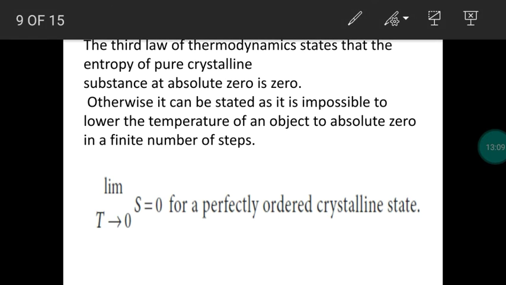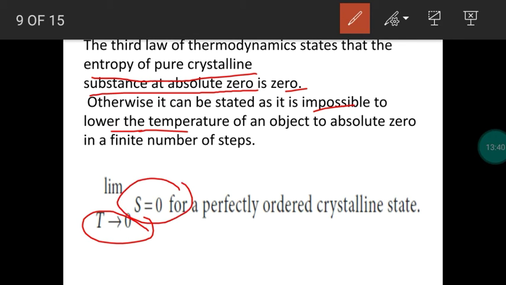So according to the third law of thermodynamics, the entropy of a pure crystalline substance at absolute 0 Kelvin is 0. The entropy value will be 0 when we maintain 0 Kelvin. And as I said, it is impossible to lower the temperature; reducing the temperature to achieve 0 Kelvin is highly difficult. So the third law of thermodynamics says when the temperature is 0 Kelvin, the entropy value will be 0 for a perfectly ordered crystalline substance.